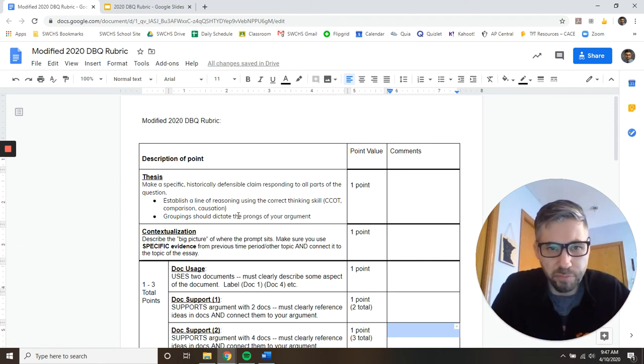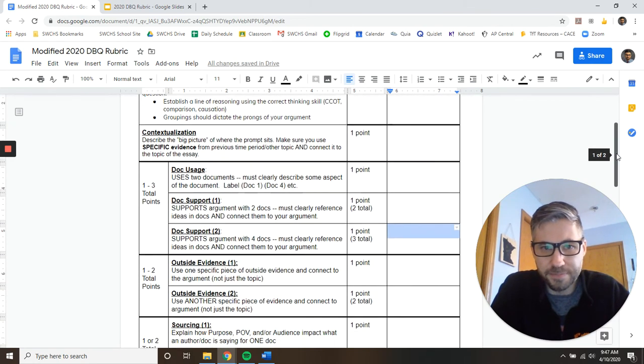All right, so your thesis point, that's totally the same. Context point, totally the same. The big picture of where the prompt sits. Make sure you use specific evidence from that time period or topic and then connect it to the topic of the essay.